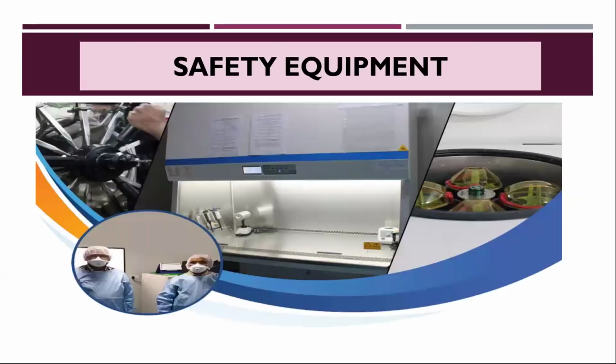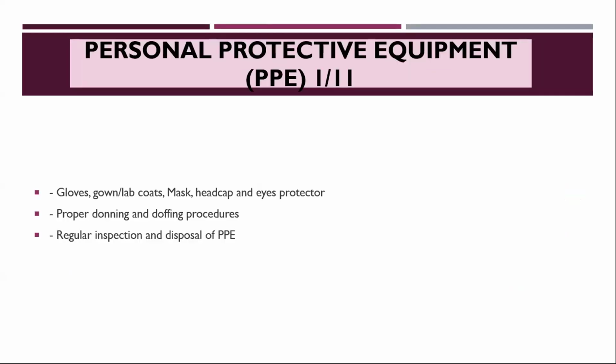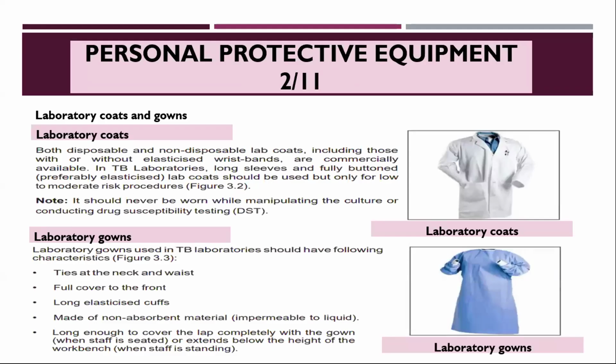Next, now coming to the safety equipment we use in the lab. Next, the personal protective equipment: gloves, gowns, mask, head cap, proper donning and doffing, and regular inspection and disposal of PPE. This is important. These are where we use lab coats and where we need to use gowns. Disposable and non-disposable lab coats are available.